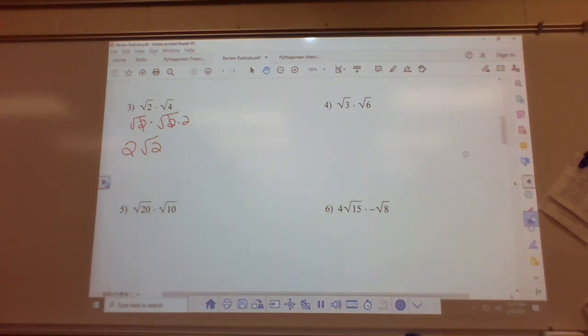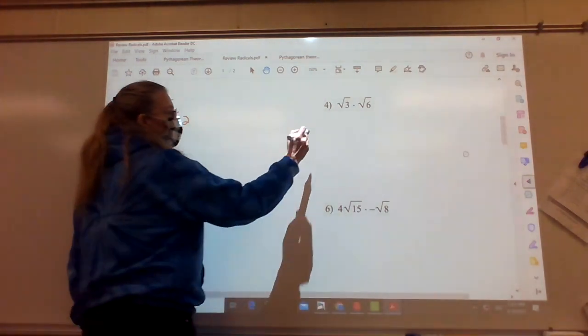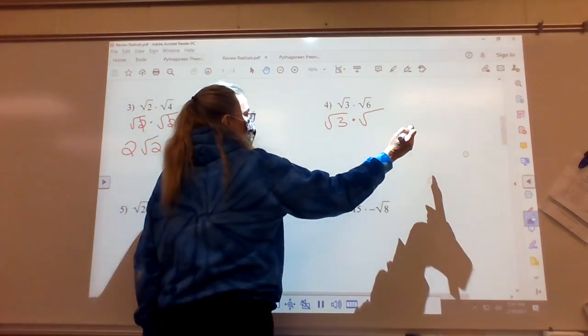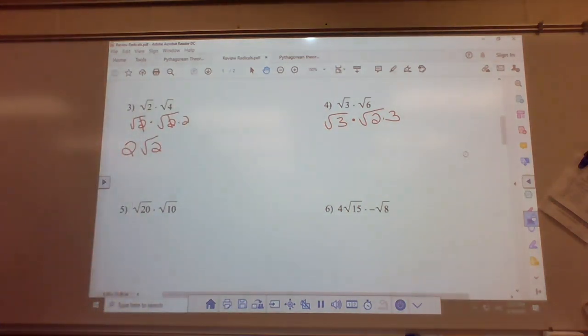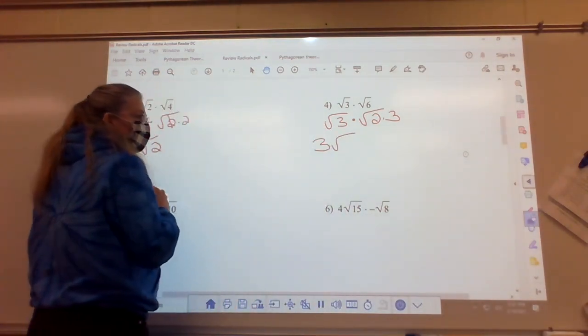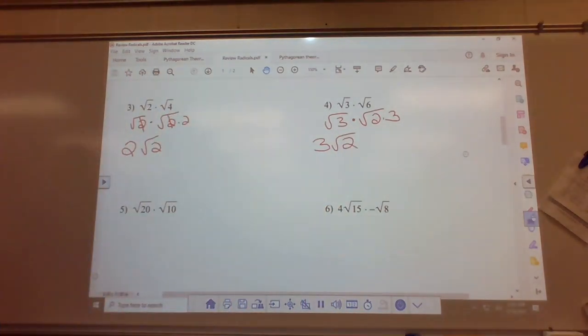Number 4. Can I factor the 3? Nope. Can I factor the 6? Yeah. And 6 is 2 times 3. Is there anything I have a duplicate of? 3. I have a duplicate 3, so the 3 comes out. Is there anything that had to be stuck back under? 2. So 3 radical 2.